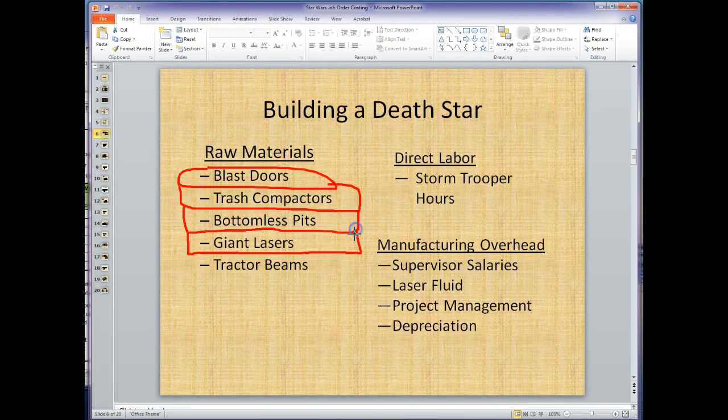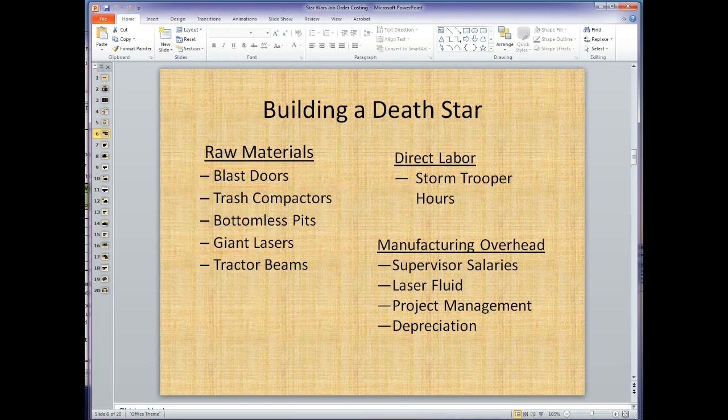And of course, what's a battle station without giant lasers? So we have a bunch of those lasers, and then tractor beams to pull in rogue spaceships that are flying by so that you can catch them and interrogate them and do those good things. So there's going to be other raw materials like stainless steel, those sorts of things, to build the girders, but let's just keep it relatively simple and pretend that you can make an entire space station based on these raw materials. Now here's your direct labor, right?